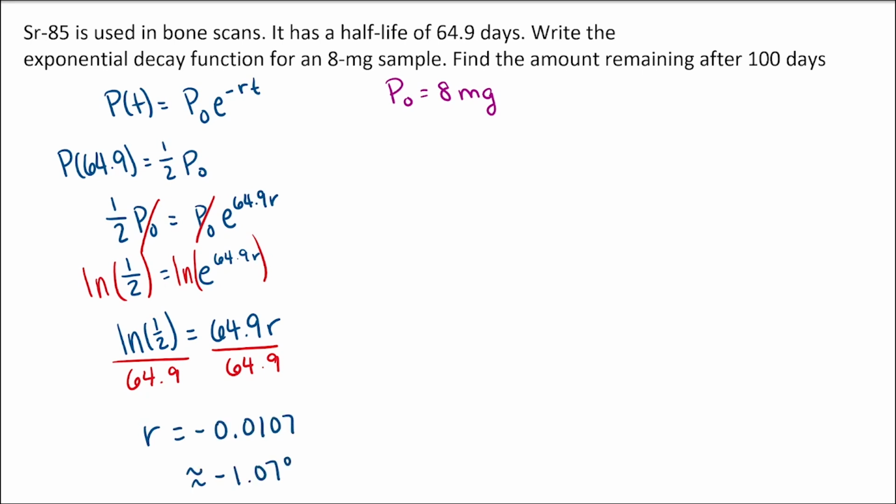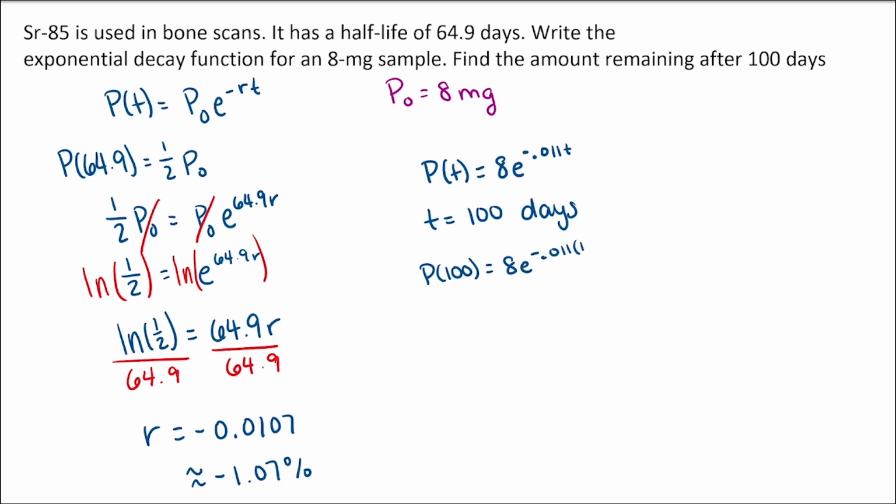So we can represent this exponential decay with the formula P of t equals 8, which is our initial value, times e to the negative 0.011 t power. Now to find the amount remaining after 100 days, we'll plug in 100 for t. So P of 100 equals 8 times e to the negative 0.011 times 100, which means there is 2.75 milligrams remaining after 100 days.